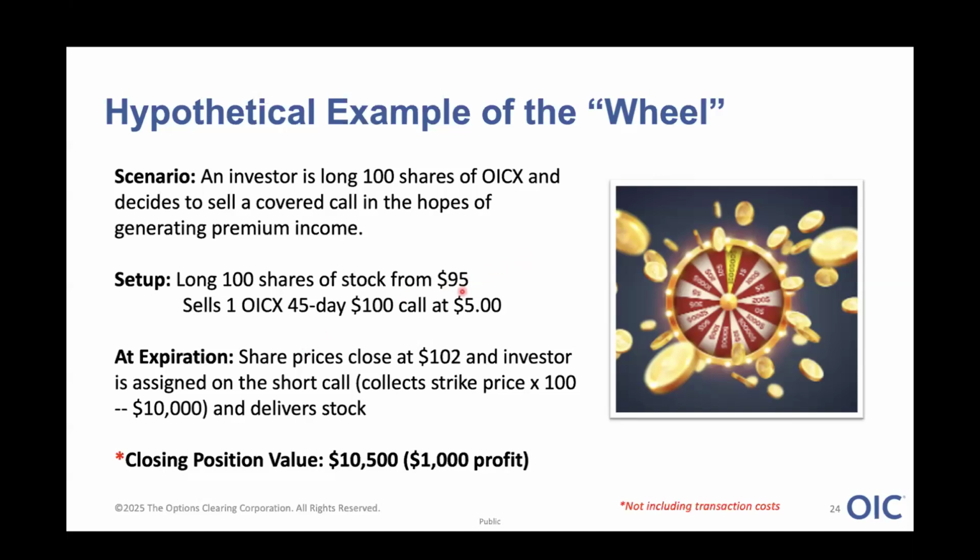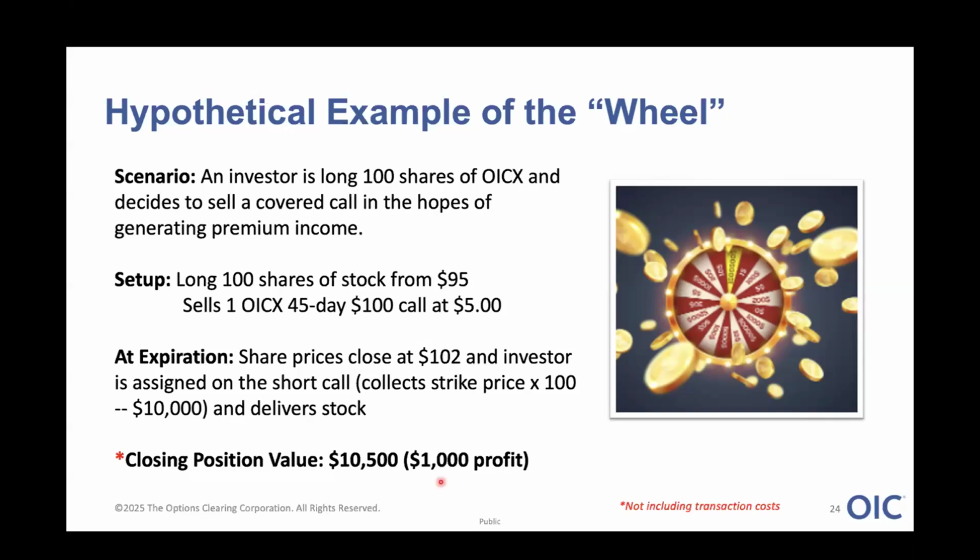But remember, you bought it for 95, you're selling it at 100, you're making $5 on the stock purchase, but you're also keeping $5 in premium, okay? So net, that's $1,000 profit in this case. Basically you bought shares for 95, you sold them at 100, but you took in $5. So the closing position value is $10,500 for $1,000 profit overall, not including commissions.